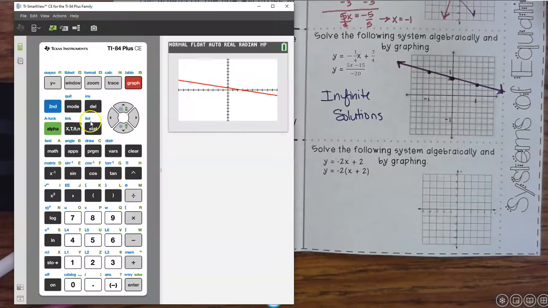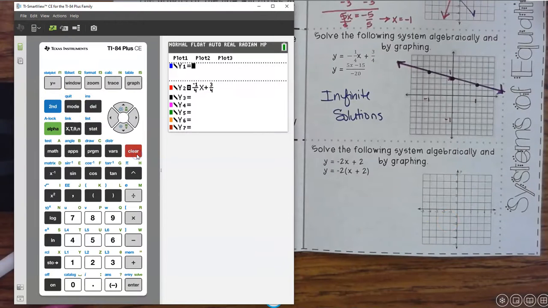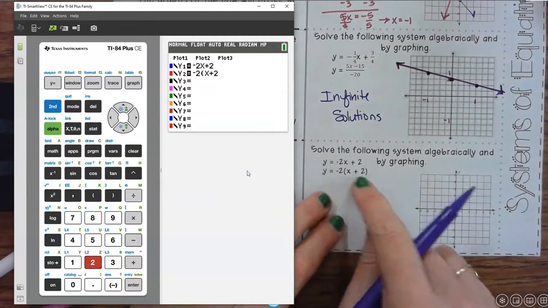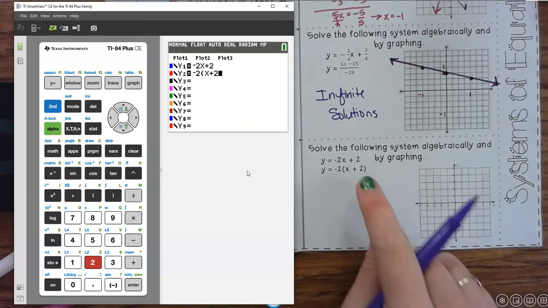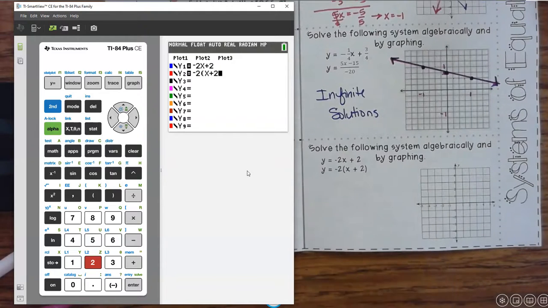And again, I warn my students when they are doing these with a graphing calculator, and I can show you on this one, negative 2x plus 2, and then negative 2, open parentheses, x plus 2. And anytime that you have equations like this, if you're having to graph them by hand, pull them from the calculator, from the table, or create your own table and plug in x values, and then get your y value out so you get accurate data points.